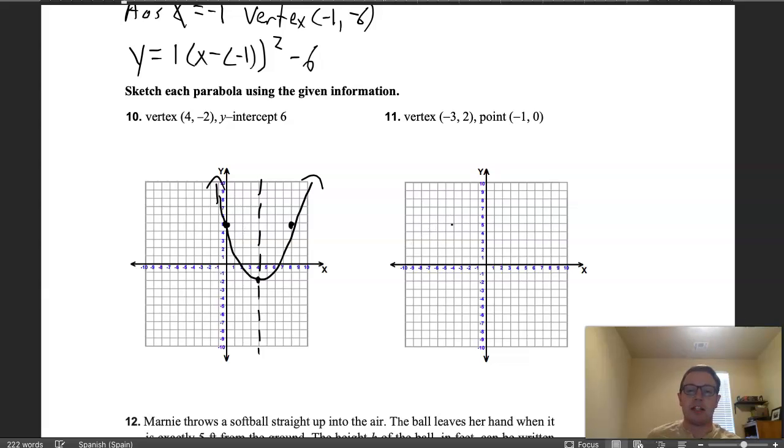Let's do that once more because it was so much fun. Our vertex is at minus 3, positive 2. And we have a point at minus 1, 0. Now let's draw our axis of symmetry. And we're going to flip this point across our axis of symmetry. It was 2 away, so we're going to go 2 away on the other side. And then we're going to complete our graph. And there you have it.